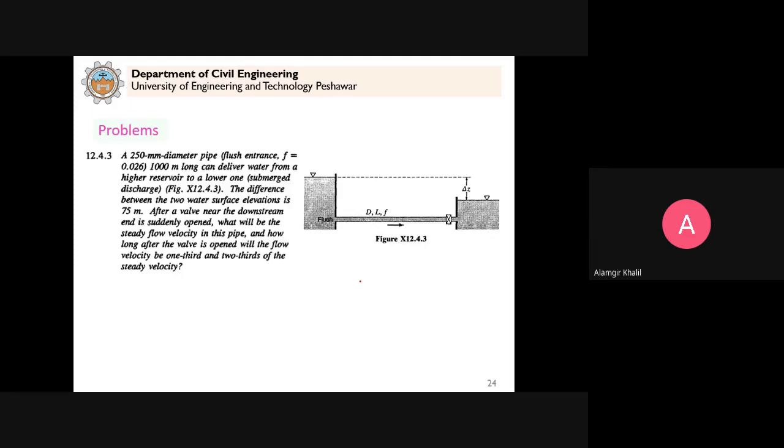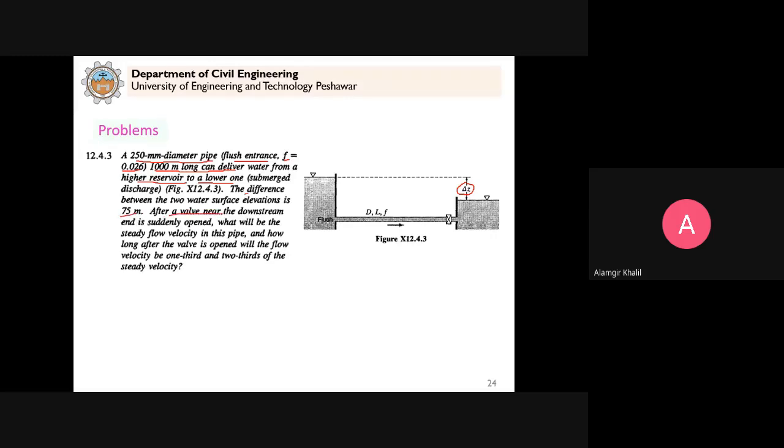Now let us solve one or two problems to finish this. We have this 250 millimeter diameter pipe, flush entrance, friction factor is given 0.026. The pipe length is 1000 meters long. It delivers water from a higher reservoir to a lower reservoir here. The difference between them, this delta Z, is given as 75 meters.